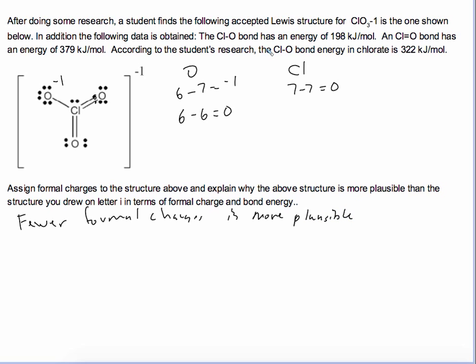Okay, now there's also this thing about bond energy. You would think that if you looked at this structure right here, the bond energy is going to be different for a double versus a single, but in reality, you could draw resonance structures of this, which means that the true structure, the bond between the chlorine and the oxygens, is somewhere in between a single and a double bond.